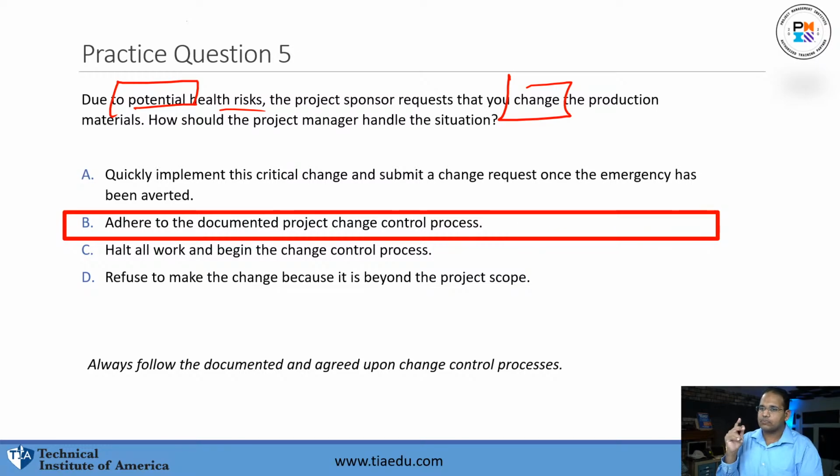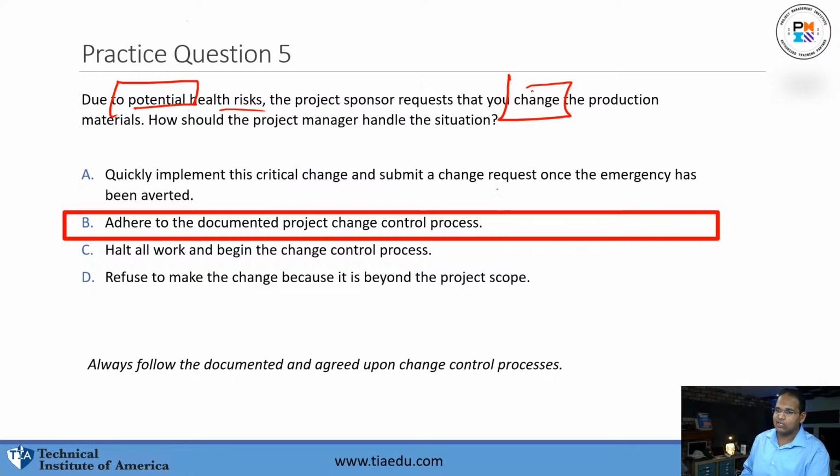This question might have had a different answer if the word potential wasn't in there. If it was a brand new regulation that the project had to follow, maybe we would have gone with C. But it's a potential health risk, which means you want to pass this through your change control process. That way you can assess this change and see what's the best way to respond to it. You want to assess things. You don't want to, first of all, halt all work.